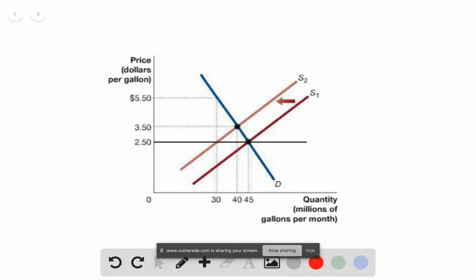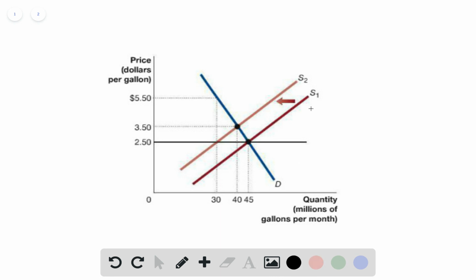Okay, so for this question, let's first read it a bit. Firstly, we know that originally the demand curve is D and the supply curve is S1. So the market achieved an equilibrium with a price of 250 and a quantity of 45. But now, because there's a decrease in supply, the supply curve shifts from S1 to S2.